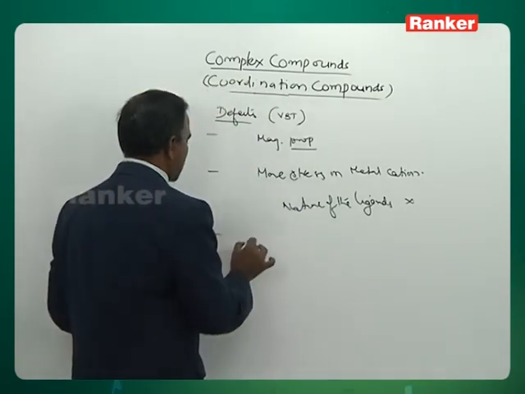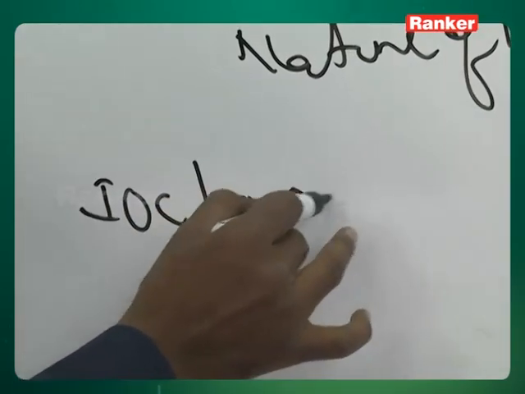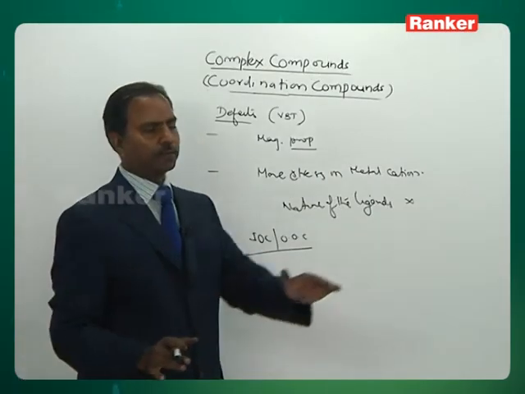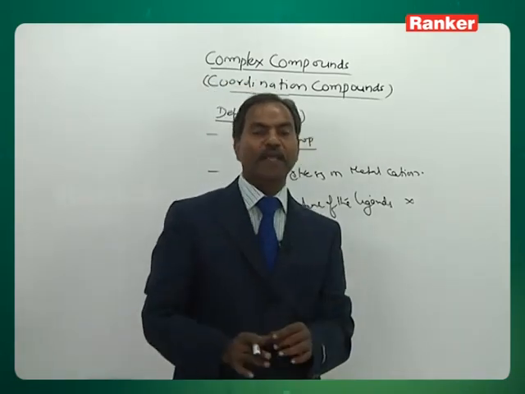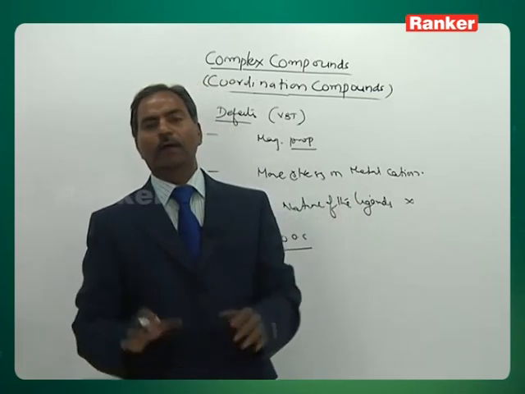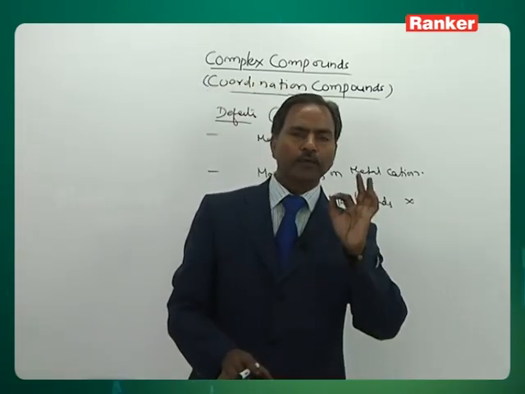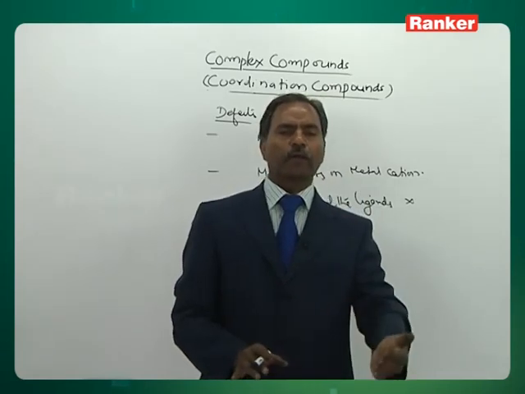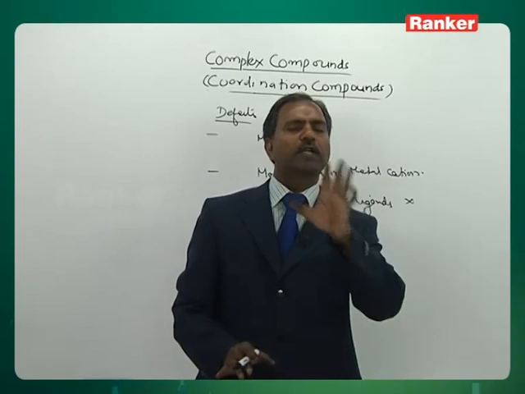Next, he has simply given the explanation of inner orbital complex and outer orbital complex. You simply explain one is inner, one is outer. But why you get an inner orbital complex, why you get an outer orbital complex, he has not given any clear explanation. There is no suitable explanation for the formation of inner orbital and outer orbital complexes, especially in valence bond theory.